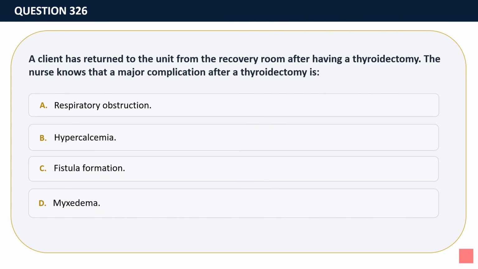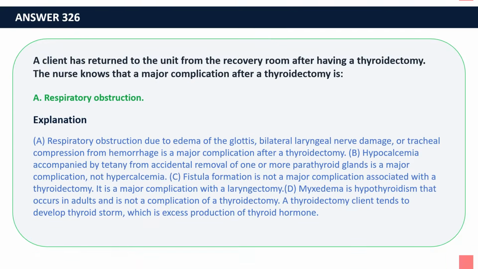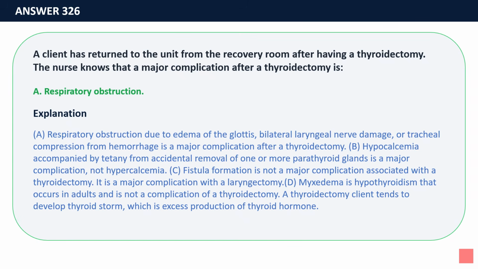Question 326. A client has returned to the unit from the recovery room after having a thyroidectomy. The nurse knows that a major complication after a thyroidectomy is: A. Respiratory obstruction. B. Hypercalcemia. C. Fistula formation. D. Myxedema. Answer: A. Respiratory obstruction. Explanation: A.